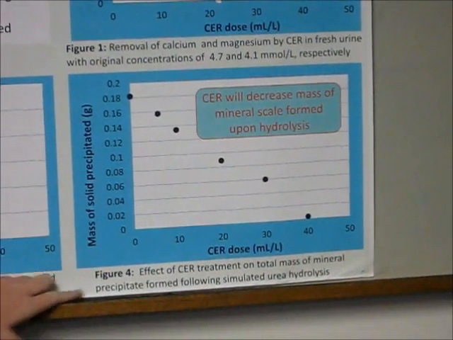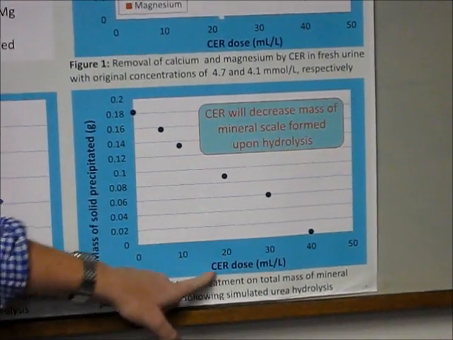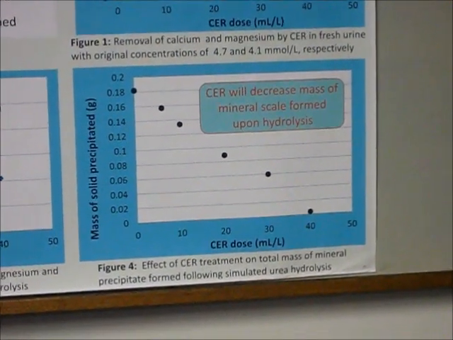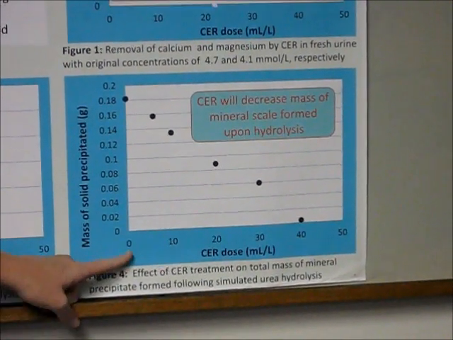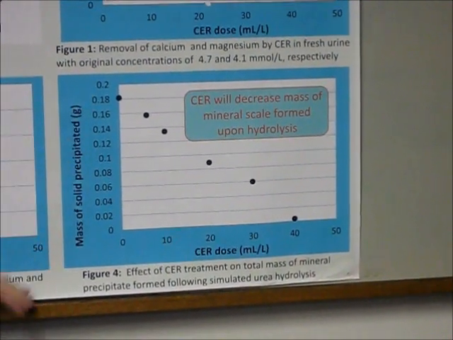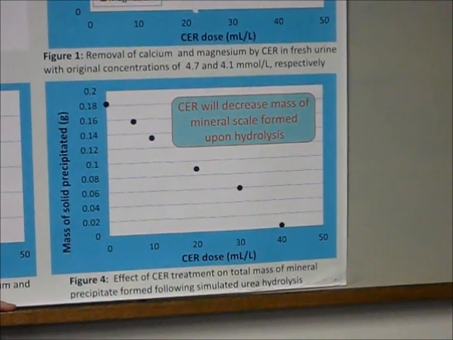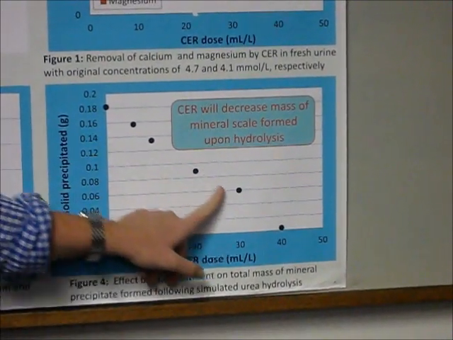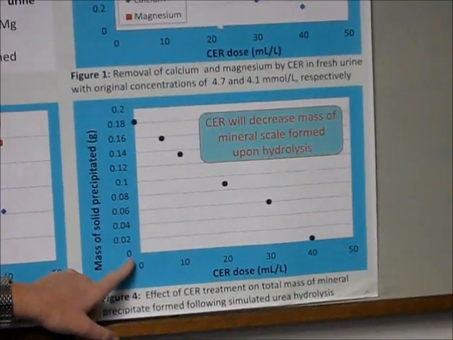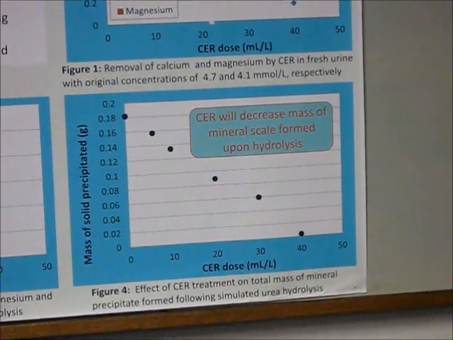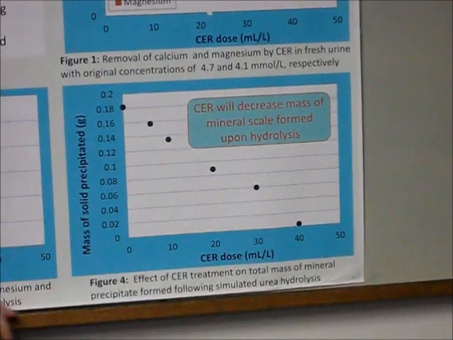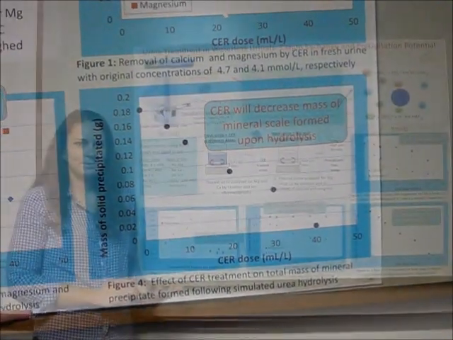So here's the second results graph from the experiment. You can see again cation exchange resin dose on the x-axis and mass of solids precipitated in grams on the y. For the sample representing no ion exchange treatment, about 0.18 grams of solids were formed, and you can see it steadily decreases until the highest resin dose of 40 milliliters per liter when there are almost no solids remaining. This is very promising. It shows that cation exchange treatment does have a dramatic effect on the amount of solids that are formed in each urine.